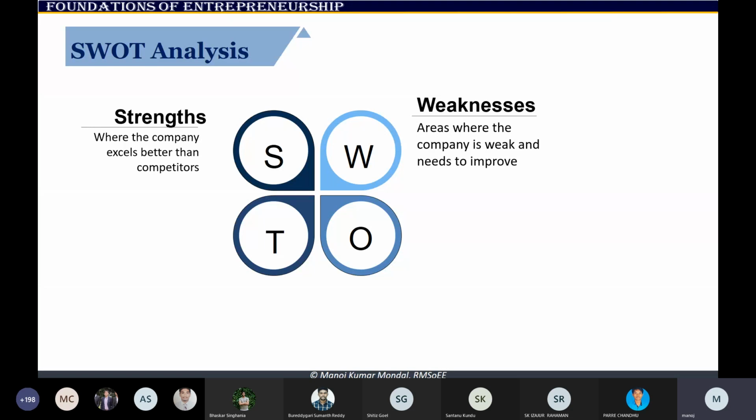Your weakness is where your competitors are doing much better. That is your weakness, where your product is slightly not meeting the customer's need. There are some features that, if you want to add them, will cost so much that your product price will be exorbitantly high. That is your weakness. You have to now find out how you can eliminate that weakness.